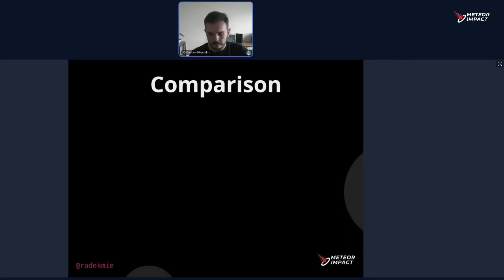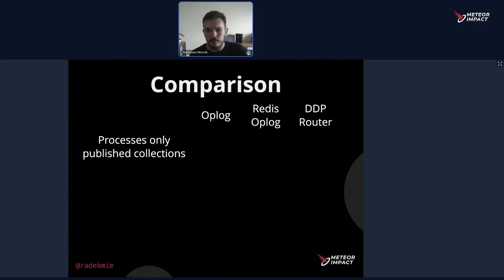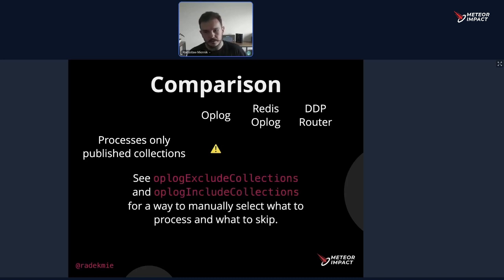So now we would like to make some sort of a comparison between those three. First of all, whenever we are processing only the published collections, with Oplog, I said it's processing everything, but it's not necessarily true, because there are two options called Oplog excluded collections and Oplog included collections, where you can manually specify which collections are processed or which collections are not processed. And it works. It's been added, I think, a year or two back.